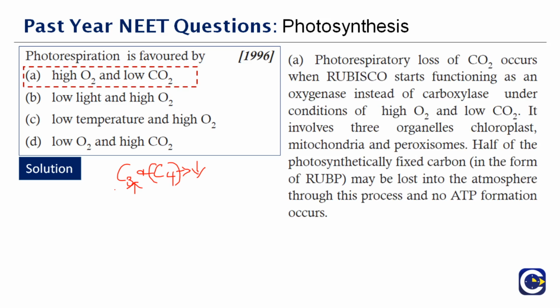Photorespiratory loss of carbon dioxide will occur when Rubisco starts functioning as an oxygenase instead of carboxylase under conditions of high oxygen and lower carbon dioxide. The main reason is that the enzyme starts functioning in a different mode. So when will that function keep changing? Only when there is high presence of oxygen and lower carbon dioxide presence. Therefore the correct answer to this question is option A.